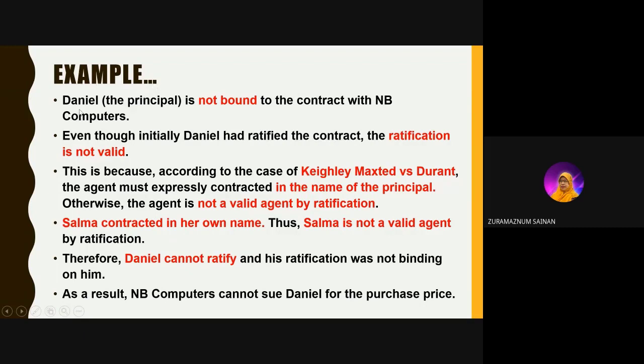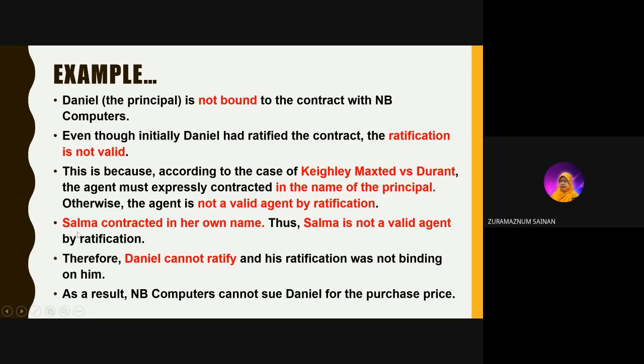Macam ni, jawab. Tadi kata whether Daniel, the principal is bound or not kan? Isu dia kan? So jawab. Daniel, the principal is not bound to the contract with NB Computers. Even though initially Daniel had ratified, the ratification is not valid. Ni jawapan awak lah. You decide. You kata not bound dan you kata ratification not valid. Why? Because according to the case of, sebutlah nama case ni, Kelly Maxted, the gist ataupun the importance of this case. Sebutlah. The agent must expressly contracted in the name of the principal. Otherwise, the agent is not a valid agent by ratification.